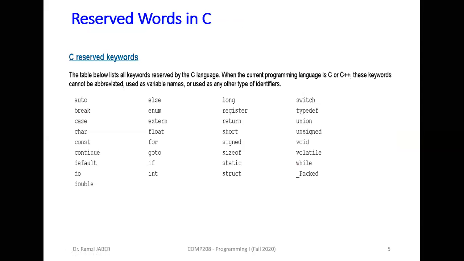Also in C we have reserved keywords. Reserved words or keywords are reserved only for C. You cannot define any variable with these names. It will give us an error. So avoid using these keywords in the declaration part for variables or anything else.